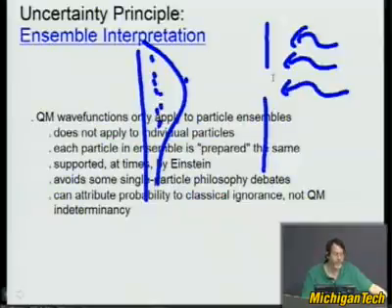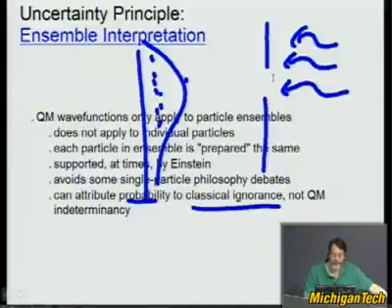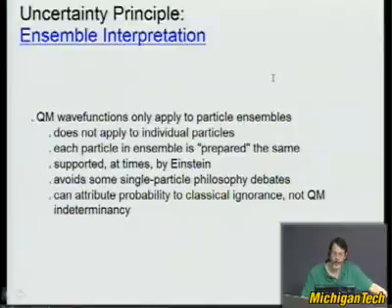Einstein at some times supported this much more than the Copenhagen interpretation. He said, okay, maybe I can see this ensemble interpretation better. However, some ways of interpreting the ensemble interpretation attribute the probability to a classical ignorance and not quantum mechanical indeterminacy. Some ways of interpreting the ensemble interpretation, so you have to interpret interpretations. So this is one of the major ways of interpreting quantum mechanics.